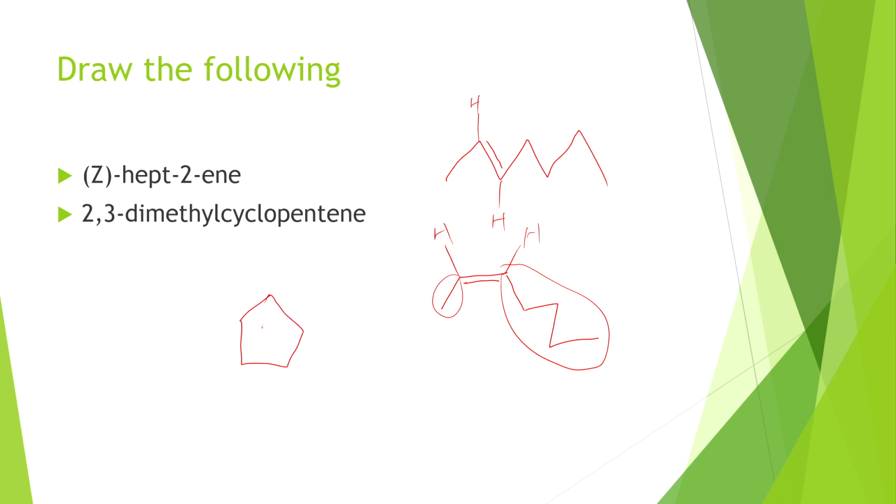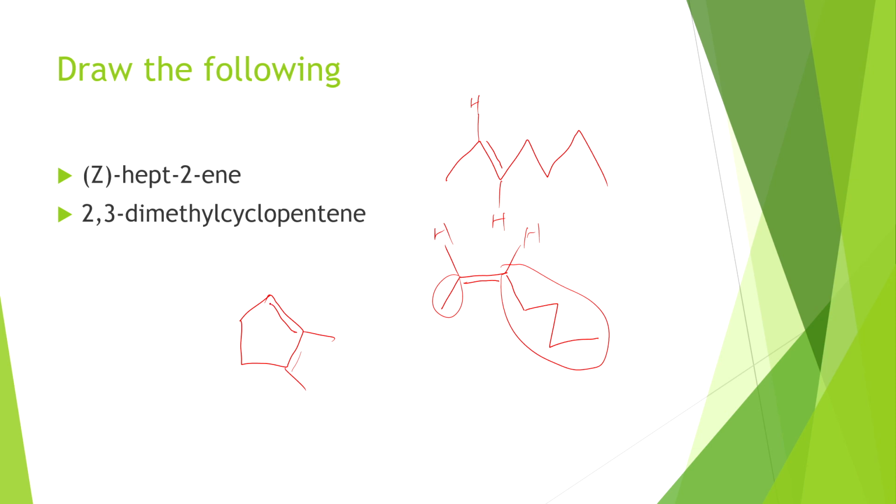And we know that there's a double bond, which is why it's called cyclopentene. And so let's put a double bond here. And we know that double bond is priority, so this would be 1, and this would be 2, and this would be 3. So let's draw 2 methyls here. And that's it. It's as simple as that.